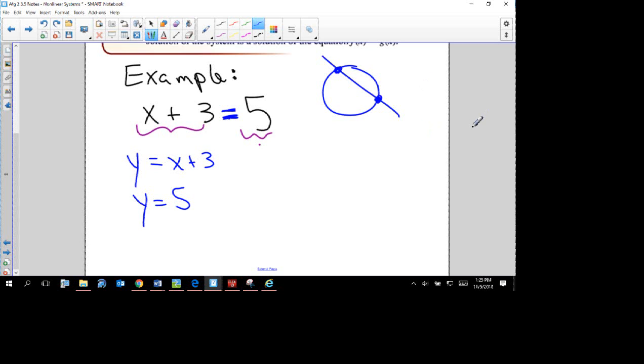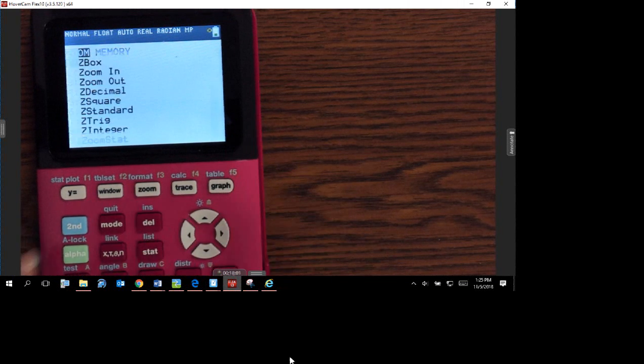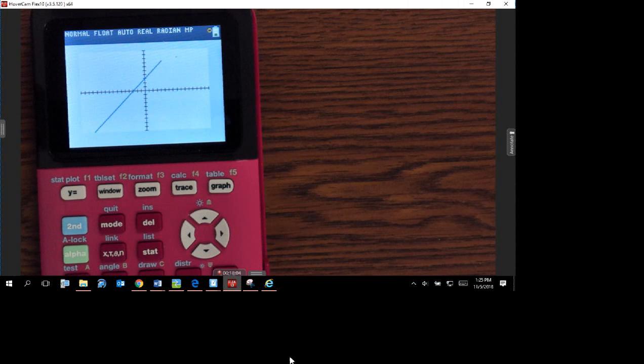So you guys have your graphing calculator. Y1, we're going to type in x plus 3. Y2, we're just going to type in 5. If you have Desmos, you can do this as well. So I'm going to type in x plus 3, and I'm going to type in 5. And I hit Zoom 6 to fix my window. You don't have a Zoom 6 on Desmos, you just have to look.